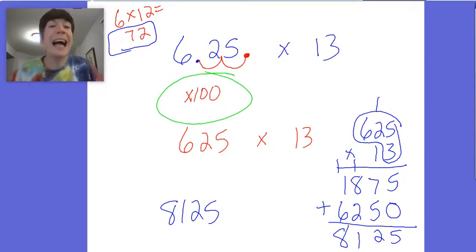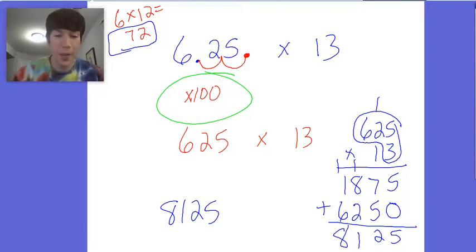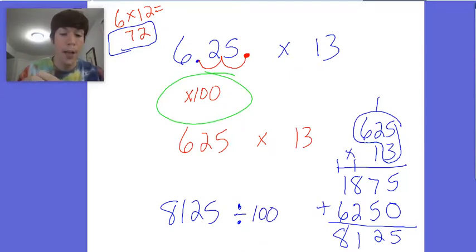It's because I have multiplied this number by 100. It is 100 times bigger than it should be. So to make up for that, we're just going to do the opposite operation and divide by 100. And notice you don't see a decimal in this number. It's because it's a whole number.